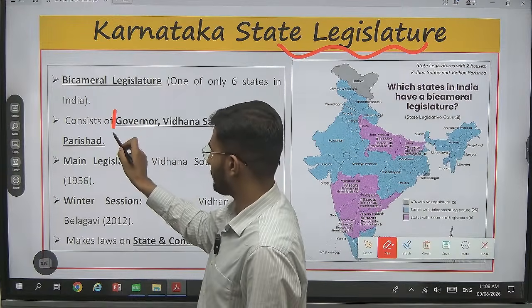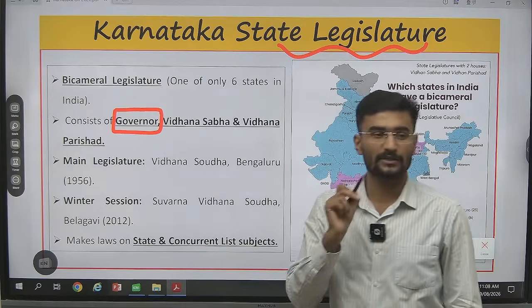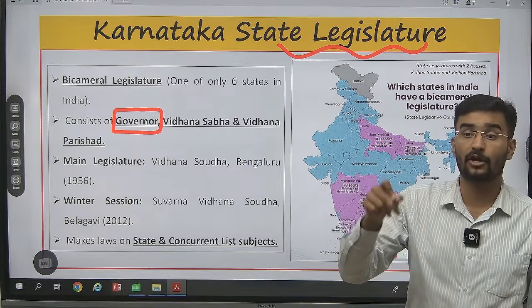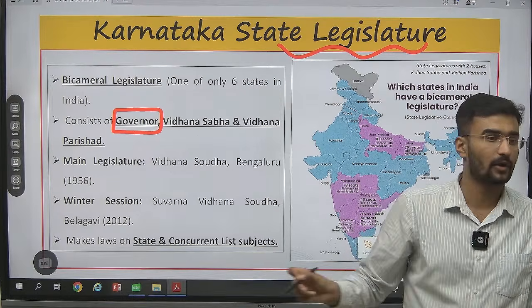Always and always, who should be there? The governor. Now who is the governor? Now governor it is Thawarchand Gehlot, the tenure has ended. This month, August 8-9, it has already ended.